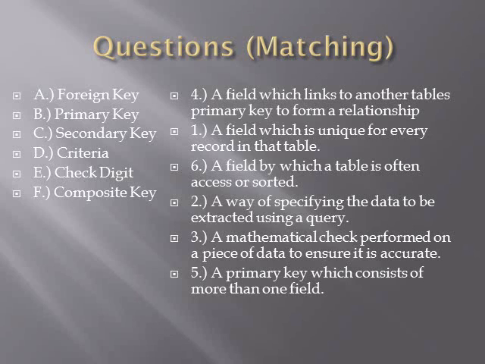Secondary key matched with definition 6, a field by which a table is often accessed or sorted. Criteria, matched with definition 2, a way of specifying the data to be extracted using a query. Check digit, matched with definition 3, a mathematical check performed on a piece of data to ensure it is accurate. And composite key, matched with definition 5, a primary key which consists of more than one field.